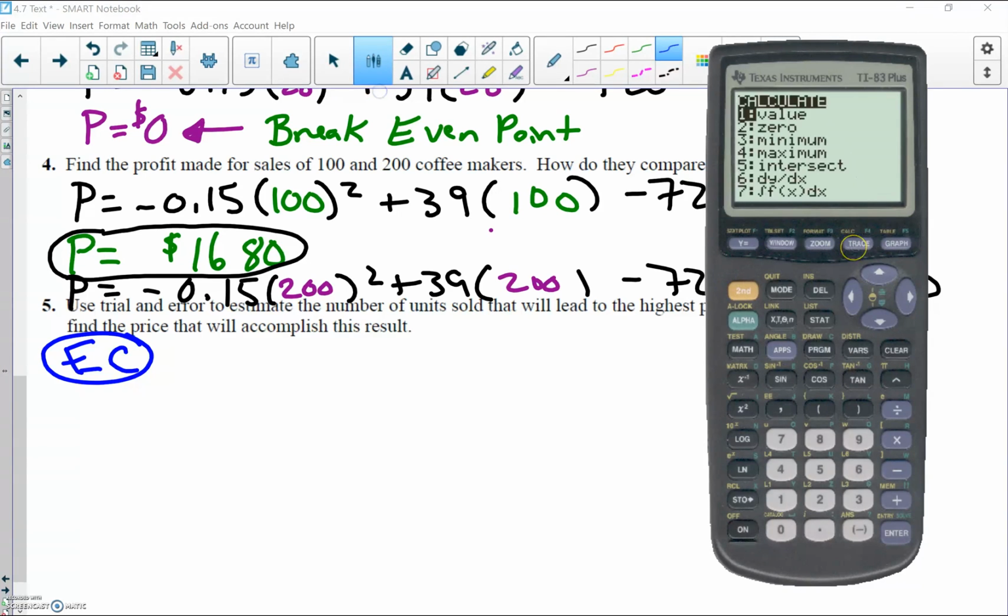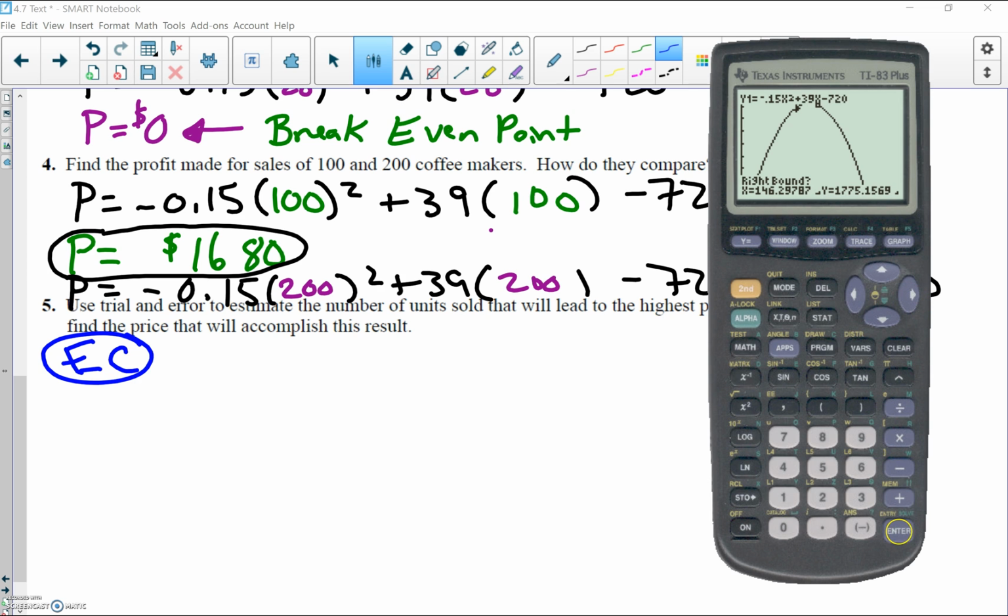You go into this second Calculate menu and then go down to the maximum option. And you have to give it some information. So you move your cursor to the left, so it's definitely on the left of that highest point. You hit enter. And then it's going to ask for the right bound. So you move your cursor to the right until it's definitely to the right of that highest value. You hit enter. And then the guess option is just nice to give it a guess so that it can calculate things a little bit more quickly. So there's my guess.